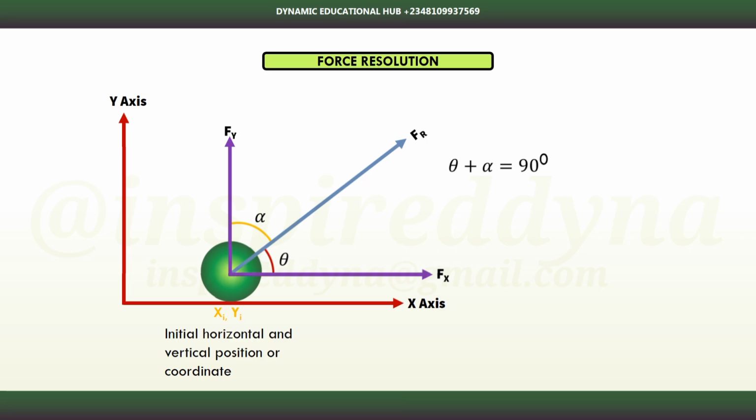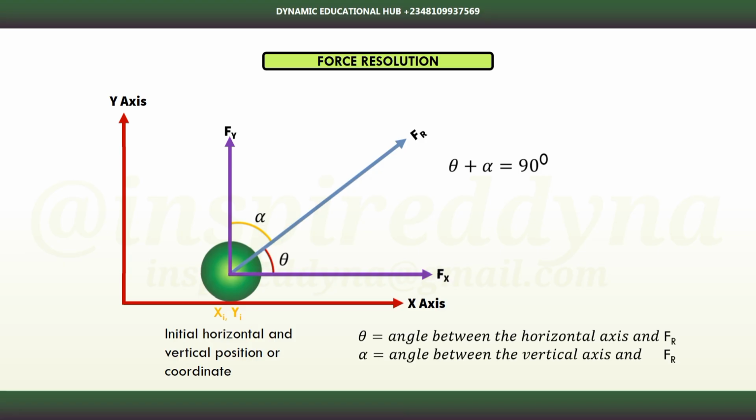Now what is the meaning of this? We know from trigonometry that these angles, when you add them together, you get 90 degrees. That is complementary angles. These two angles complement each other. Don't forget this theta here means the angle of inclination of the force that is acting with the horizontal surface, and this alpha is the angle of inclination of the force that is acting with the vertical axis: the angle between the horizontal axis and FR, and the angle between the vertical axis and FR.